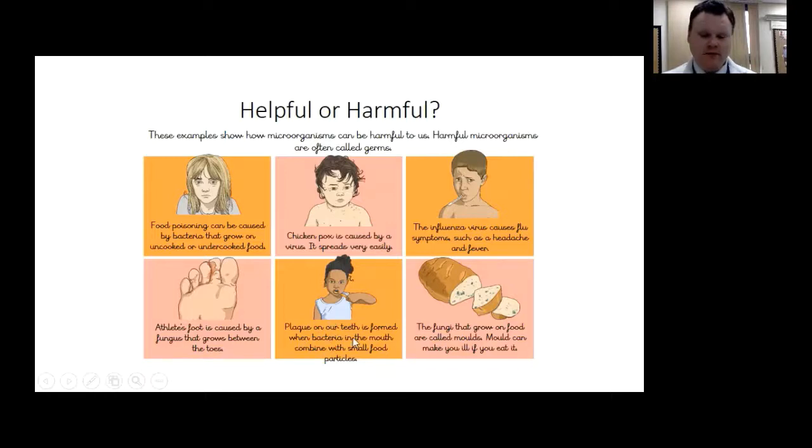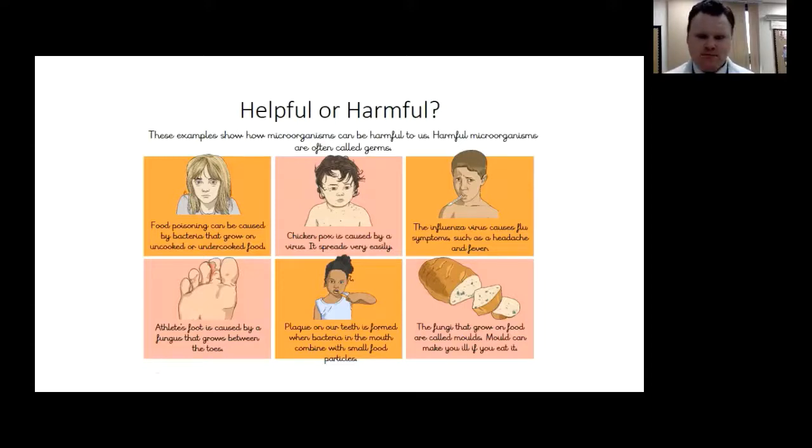This one here, really important, because this is something we should be doing, brushing our teeth. Plaque on our teeth is formed when bacteria in the mouth combine with small food particles. So if you've eaten a meal, you will have food left over in your mouth, because that's natural. But what happens is bacteria that's in your mouth feeds on that, and eventually causes something called plaque. So what's the best way to protect your teeth and your oral health? Well, brush your teeth at least twice a day.